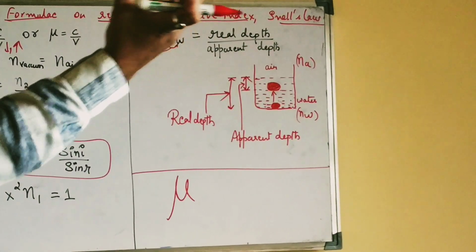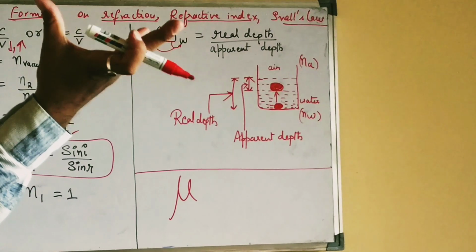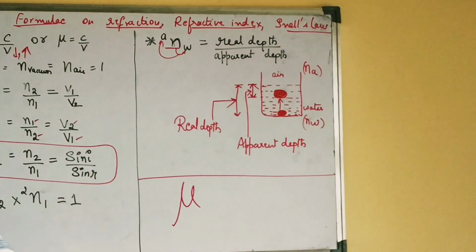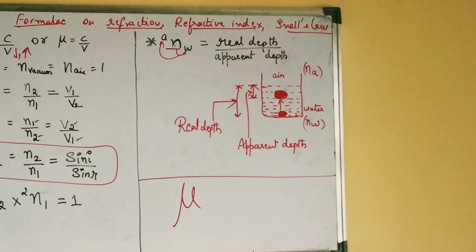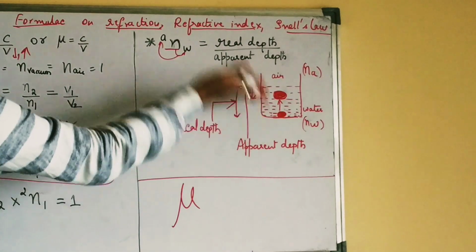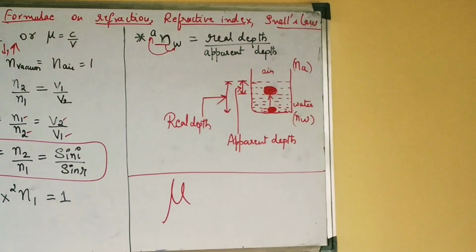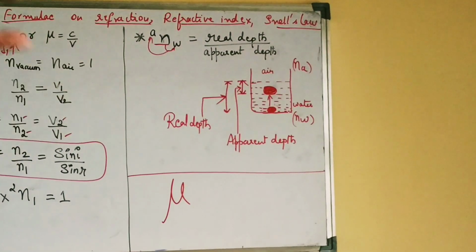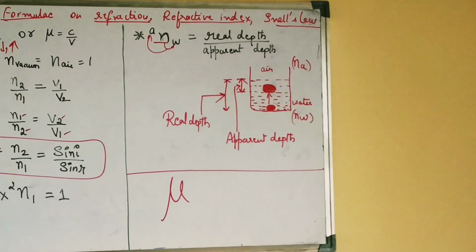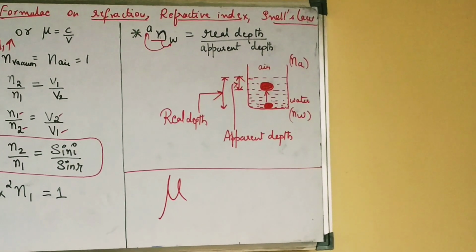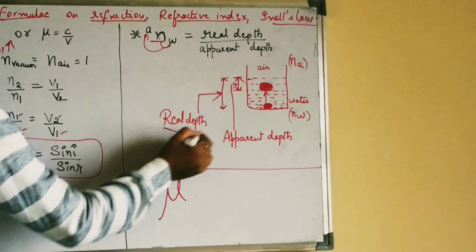And if you observe it in front view, what will you get? The coin appears to be held up, okay? And if you are observing from the top obliquely, the coin appears to be raised. Actually the coin is settled down at the bottom. What does that mean? That is the real thing that has happened: due to its density and its weight, the coin has settled down at the bottom. That bottom is called the real depth.